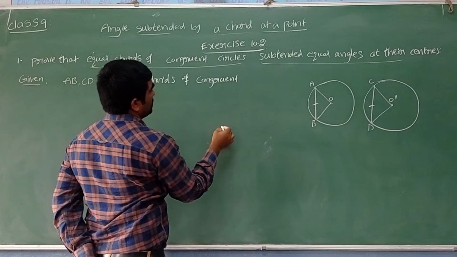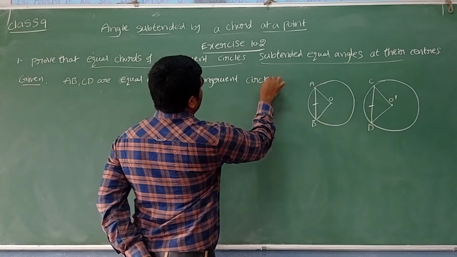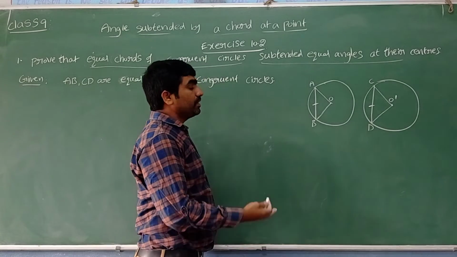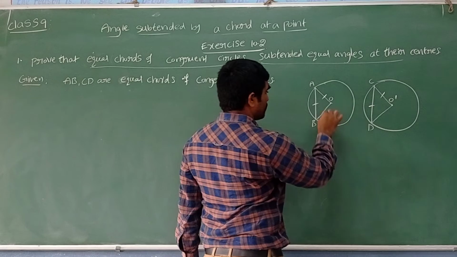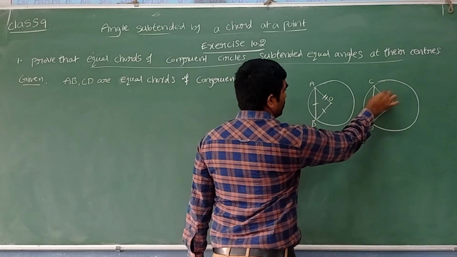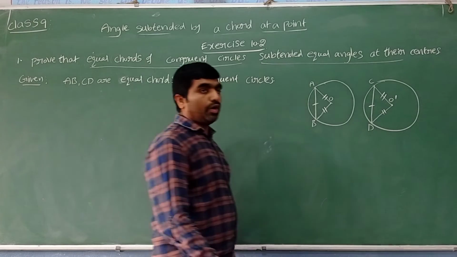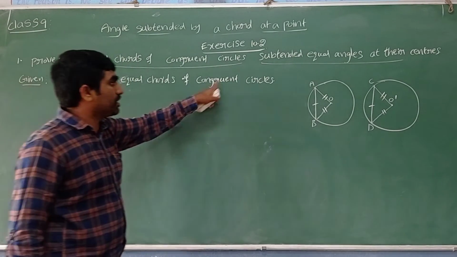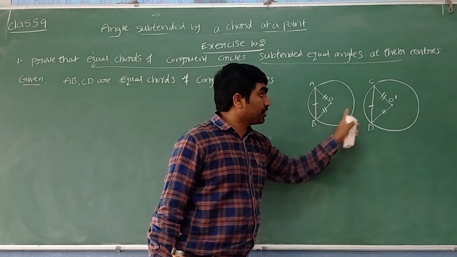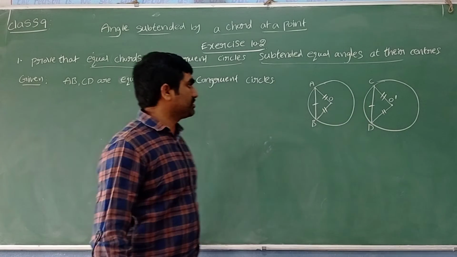Sir, they are equal chords of congruent circles. Congruent circles are nothing but circles with the same radius. I mean OA is equal to O dash C is equal to OB is equal to O dash D. The reason they said congruent circles: two circles are said to be congruent when they have the same radius.